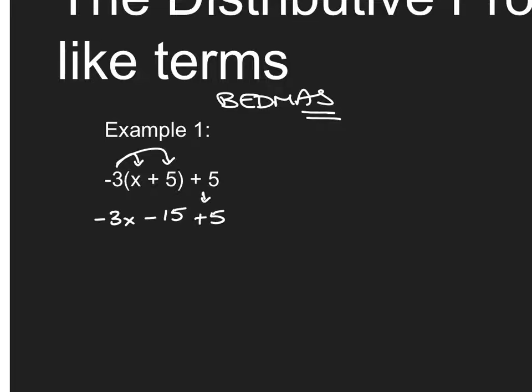Then we're going to look to combine our like terms. There is the -3x, but there's no other coefficient and variable. We have -15 and positive 5. So we can combine those two. -15 plus 5 leaves us with -10. There's nothing to combine with the -3x, so we just leave it.